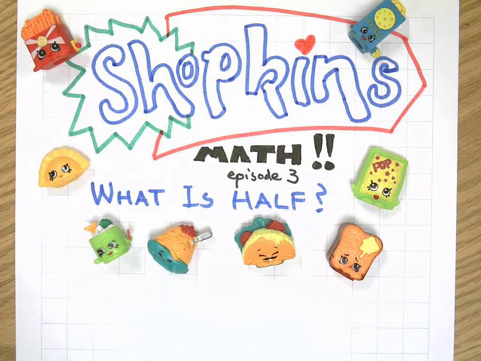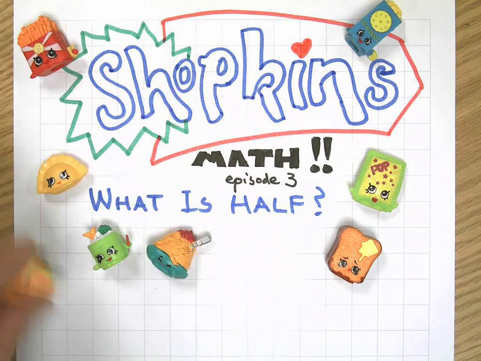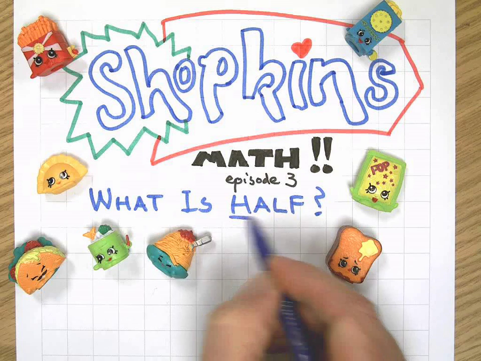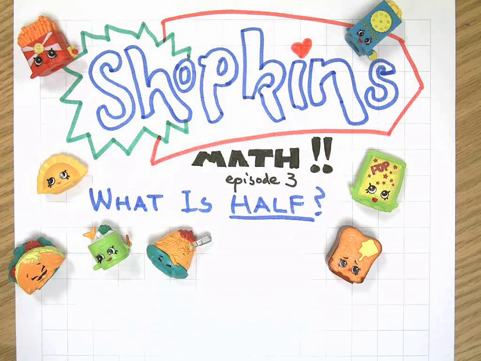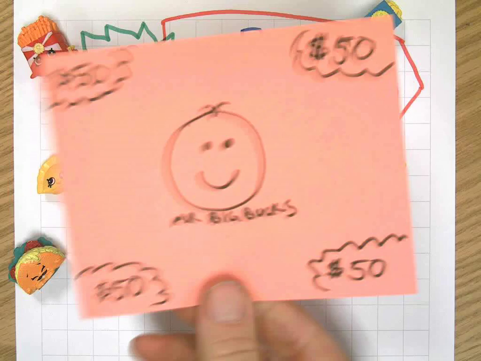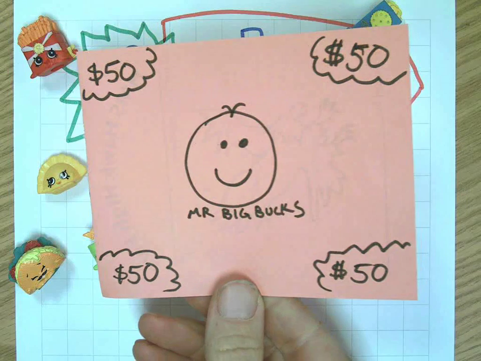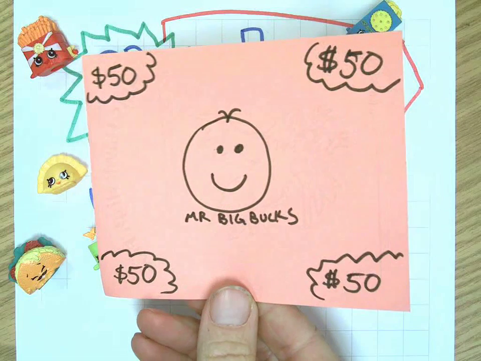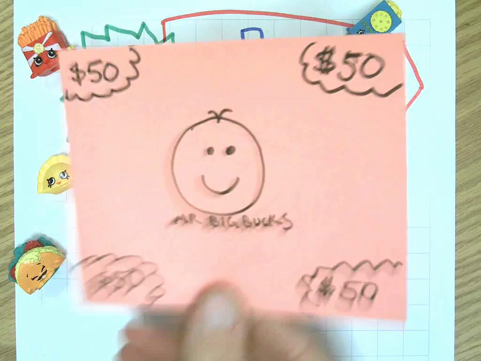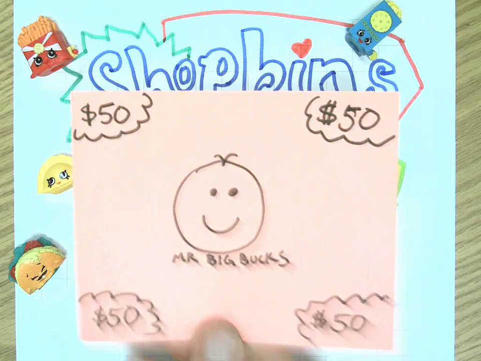All right. Half. What is half? Well, half is when we have two equal parts of something. Two parts of something that are exactly the same. Let's think about money, for example. You all love money, don't you? Well, if you don't yet, you will pretty soon.